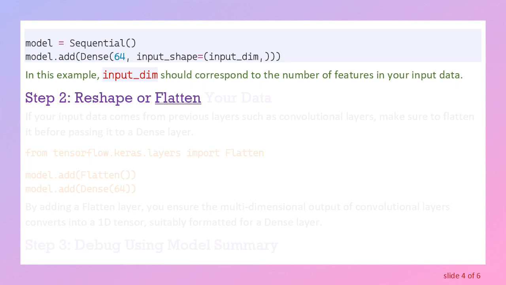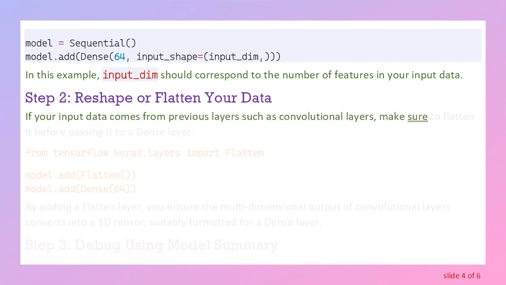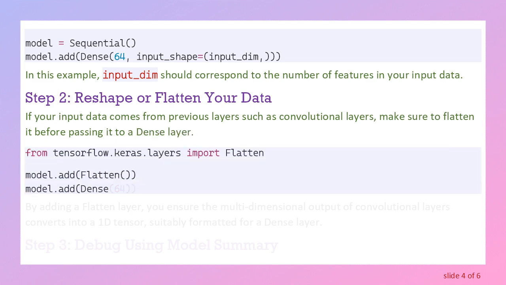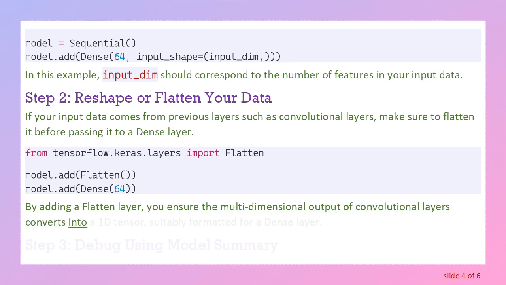Step 2. Reshape or flatten your data. If your input data comes from previous layers such as convolutional layers, make sure to flatten it before passing it to a dense layer. By adding a flatten layer, you ensure the multidimensional output of convolutional layers converts into a 1D tensor, suitably formatted for a dense layer.